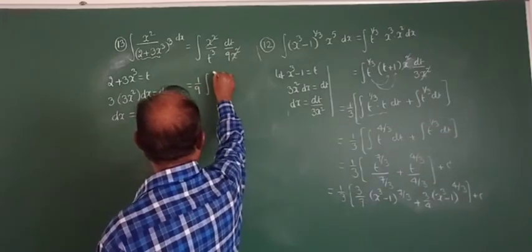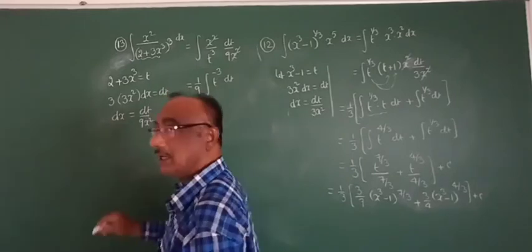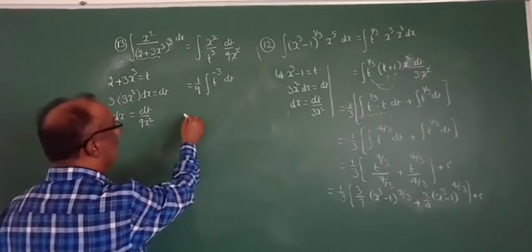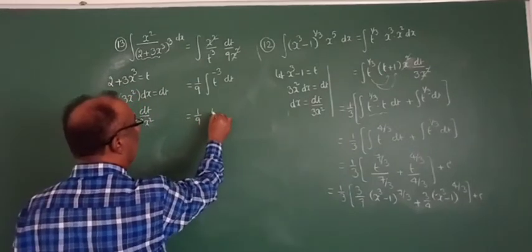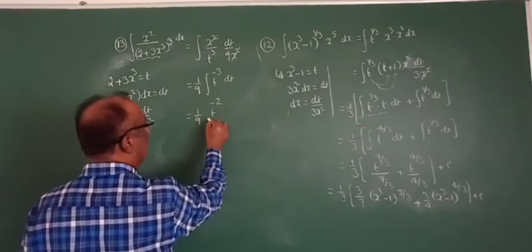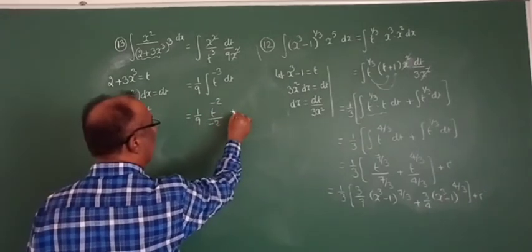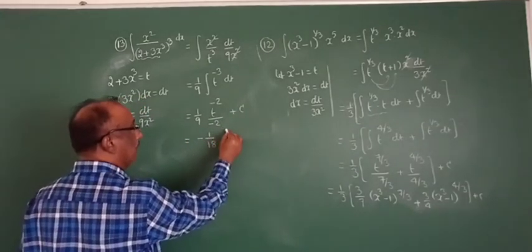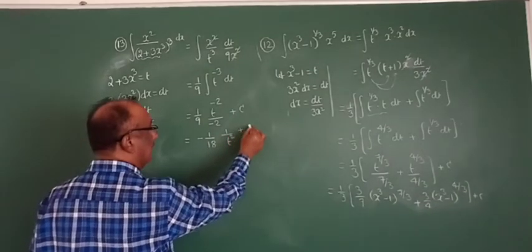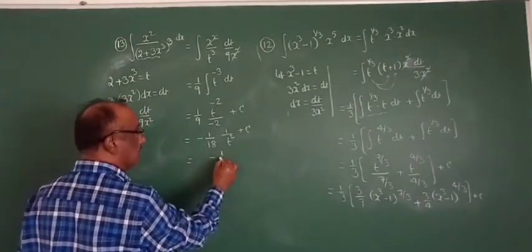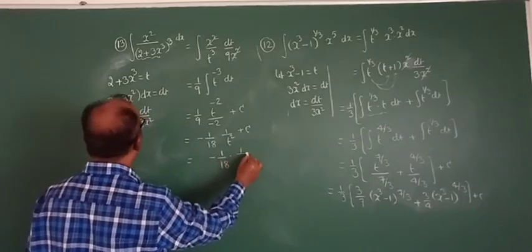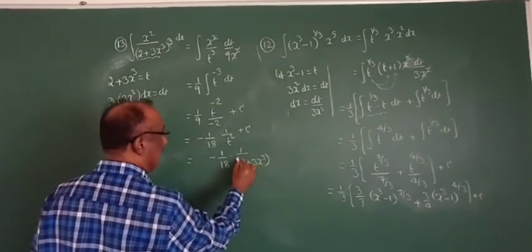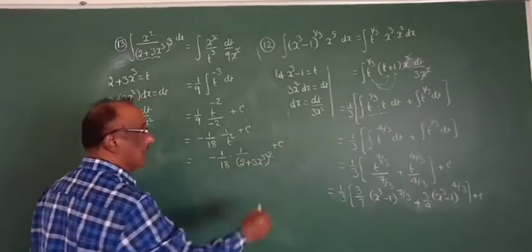Integral of t power of minus 3 into dt. Alright, t power of minus 3, x power of n formula. First we complete: 1 by 9, t power of minus 3 plus 1 is minus 2, by minus 3 plus 1 is minus 2, plus c. This is minus 1 by 18, 1 by t square plus c. t means, write down, minus 1 by 18, 1 by t. What is the t value? 2 plus 3x cube whole square, t, plus integral constant. Okay?